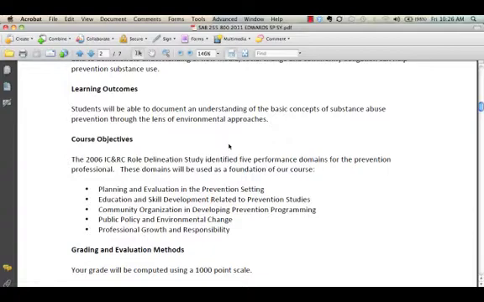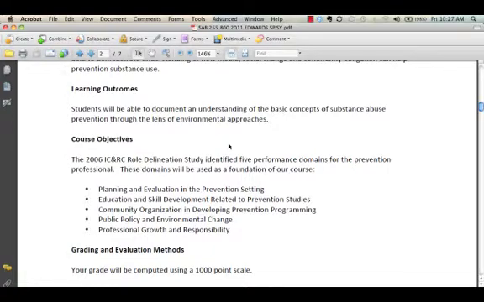Public policy and environmental change. This goes back to state policies, local municipality policies, county level policies, even policies of organizations that are attempting to prevent a certain social problem. This could be, for example, raising the drinking age to 21 is a public policy change. Here at Forsyth Tech, for example, a change we recently had was a no smoking policy. That was a public policy change. Just to give you a couple of examples.